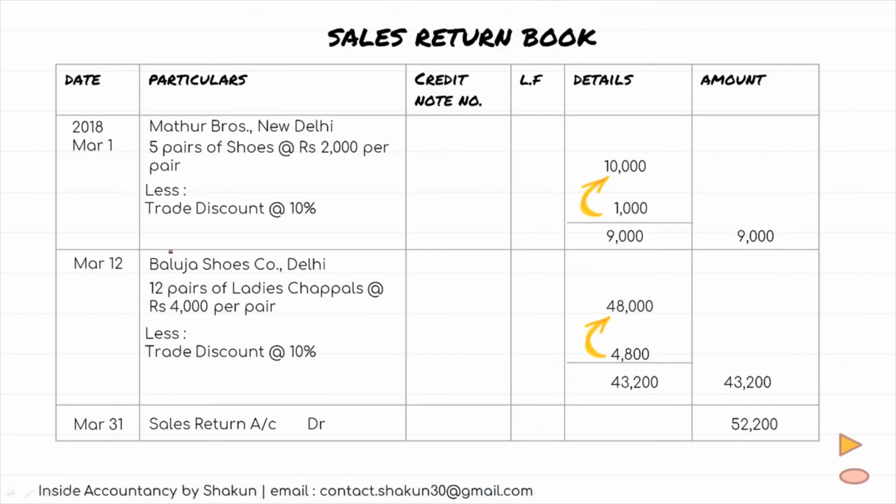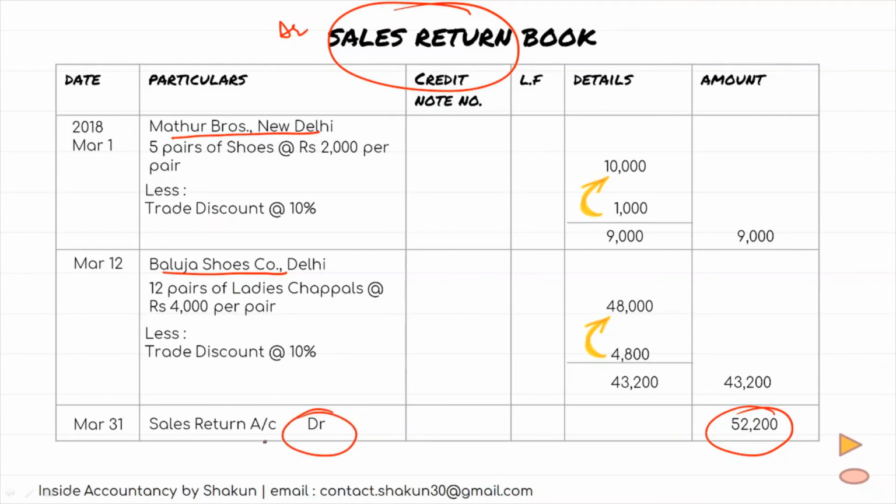Now let's have a look at the sales return book. Again, this is your sales return book, as we made in the question that we were talking about. In this book again there are two names mentioned: Mathur Brothers and Baluja Shoes. Now you know that sales return has which balance? Sales return always has a DR balance. So this total amount 52,200 will be mentioned on the debit side in sales return account. So that's the first account that is to be made.